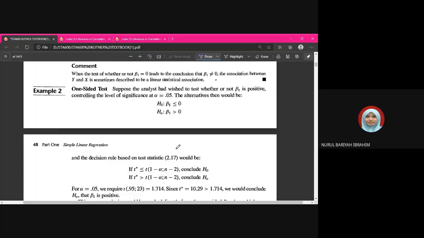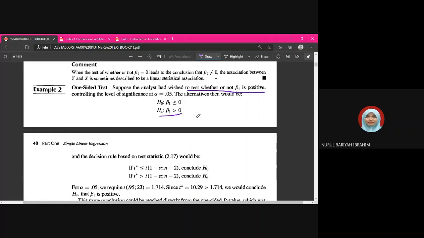Okay, ada satu lagi situation, which is the one-sided test. When we wish to test whether or not the slope is positive. Kita test, dia punya H1 will be beta 1 more than 0. Kalau kita nak check beta 1 is positive, so dia punya H1 will be beta 1 more than 0. H0 will be beta 1 less than or equal to 0.